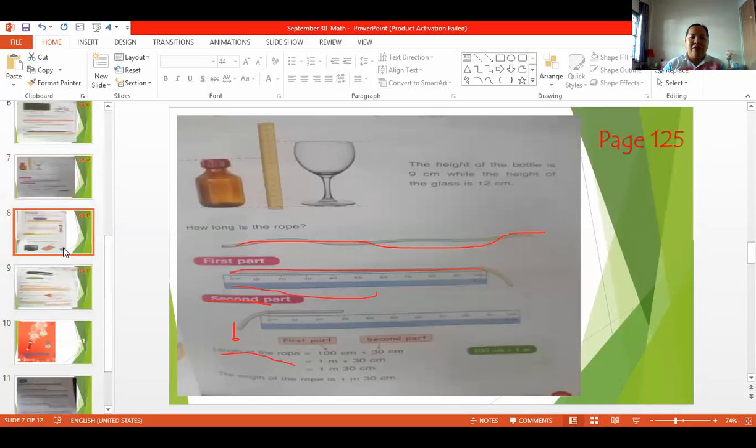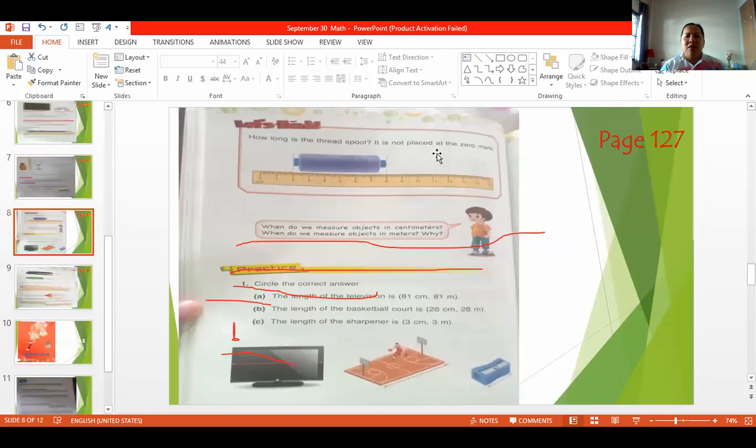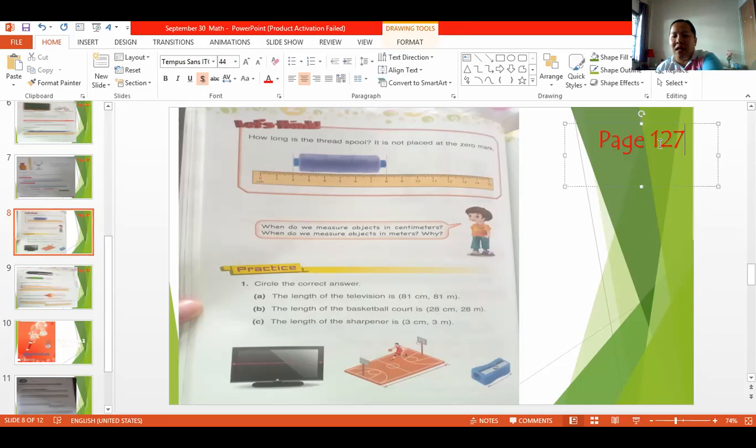Before you go to have a break. So here, let's go to page 127. It tells here, oh, this is 127. Wait. No, this one is 126. Sorry, 126.